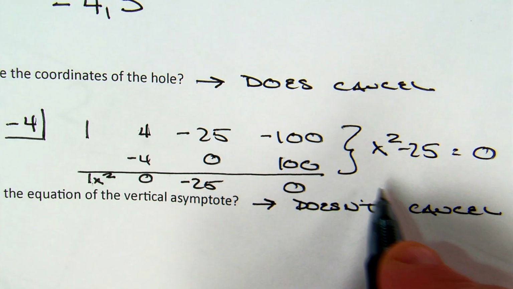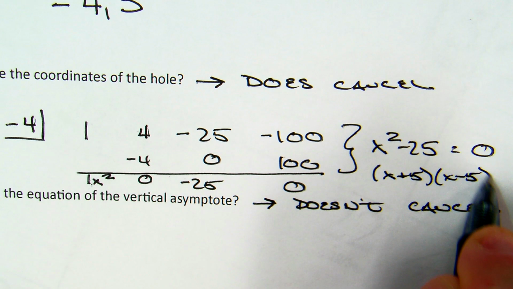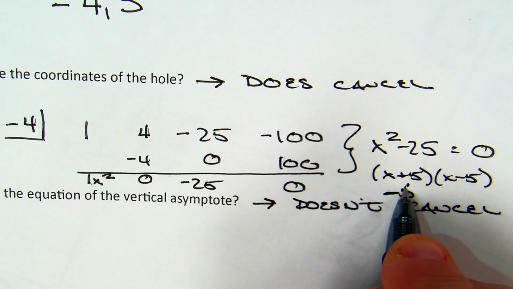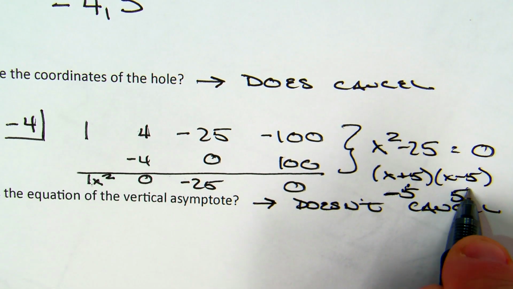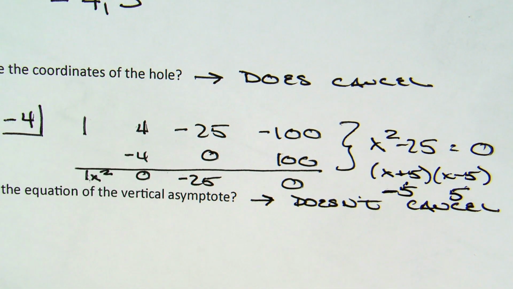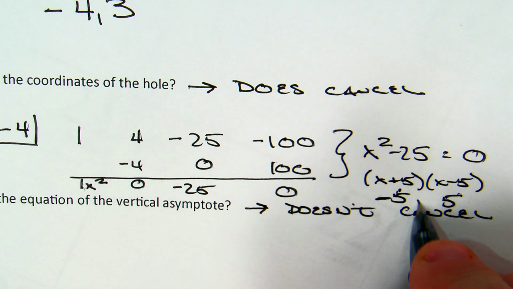Alright? So in other words, if you factor this to be x plus 5, x minus 5, what's the opposite of positive 5? Negative 5. What's the opposite of negative 5? Positive 5. No matter which one. Wait, I thought you have to list out negative 5 comma 5 and coordinates. It's just whole numbers.